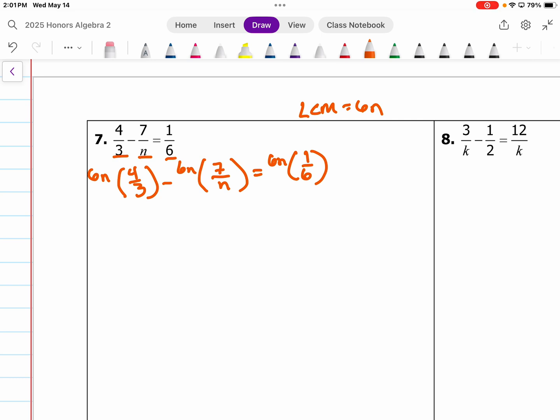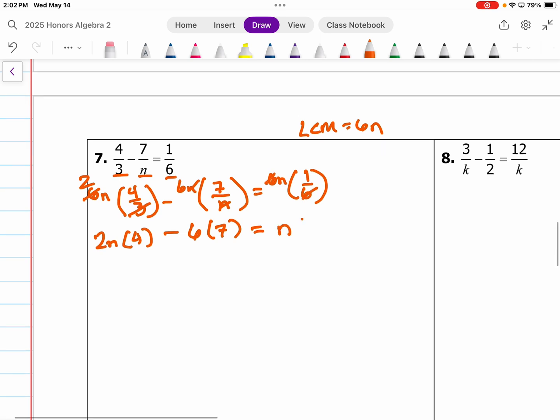So, we tackle each fraction separate. The 3 goes into 6 how many times? 2. So, the 3 cancels the 6 and makes it a 2n. So, this is 2n times 4 is now that first term. No more fraction. Minus the n in that denominator cancels the n that we're multiplying by, and I'm just left with the 6 times the top, the 7. And then on the other side of the equal sign, the 6 in the bottom cancels the 6 we're multiplying by, and I'm just left with n times 1.